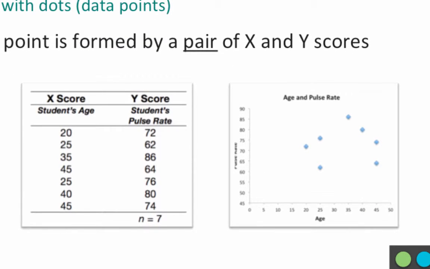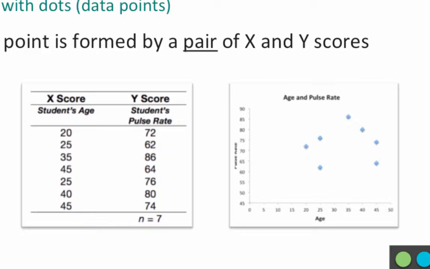In this example, I have x scores, which are a student's age, and y scores, which are the student's pulse rate. Let's see if there's a relationship between these two. The way that I would create a scatter plot by hand is work through each pair and plot it on my x and y axis, which then becomes the scatter plot. The x scores are, of course, on the x-axis or the horizontal axis. Y scores go on the y-axis.